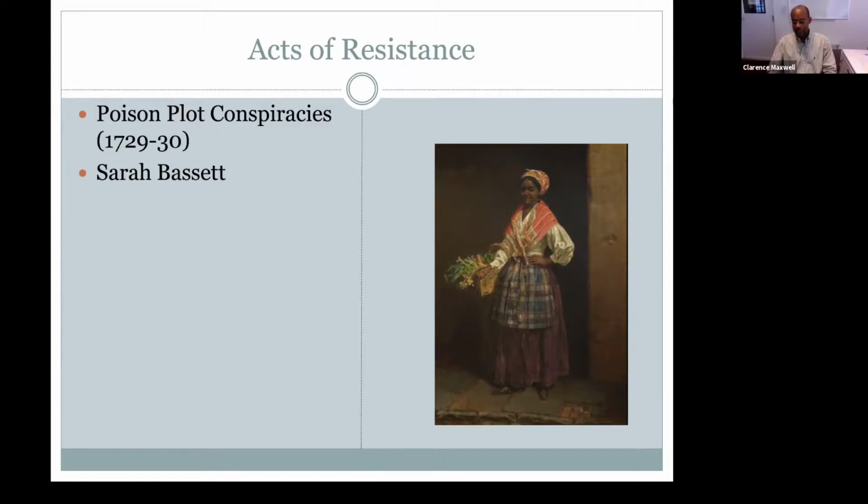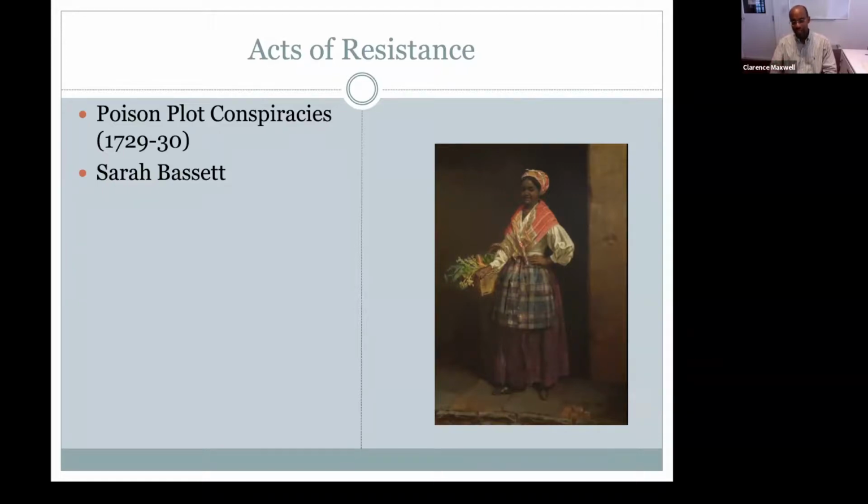As the governor put it at the time, one woman was hanged, one woman burnt, another man hanged, and the rest sent to the Spanish West Indies. That individual who was hanged was a man by the name of Kwaku, and that speaks to something.